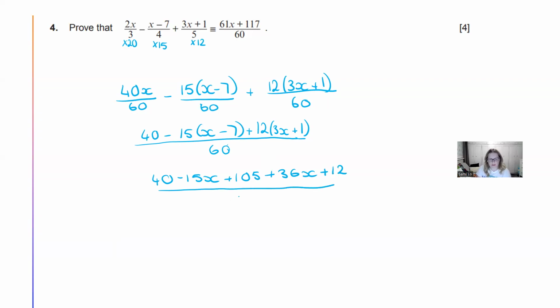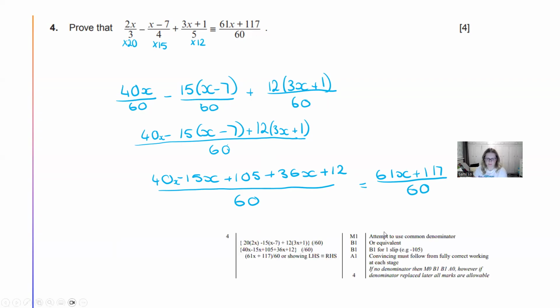Once you're at this point, we're now going to simplify it down. So, oh, I've missed my x there. 40x. Yes, and I've missed it right there. That really frustrated me. So 40x minus 15x will give us 25x. 25x plus 36x will give us 61x. And then we've got 105 plus 12, which gives us the 117. And that's all over 60. So we have proved it. So that's that one done.